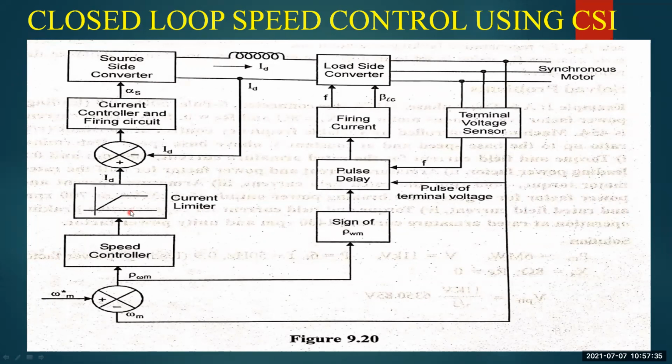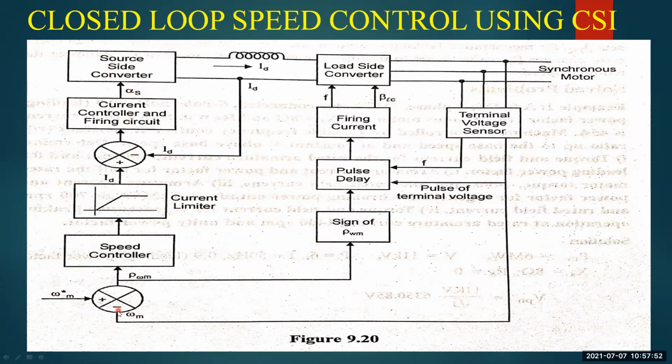or a current limiter, and then Id star minus Id is fed to the current controller and firing circuit. According to this difference current, the source side converter firing angle changes. So that means motoring operation.